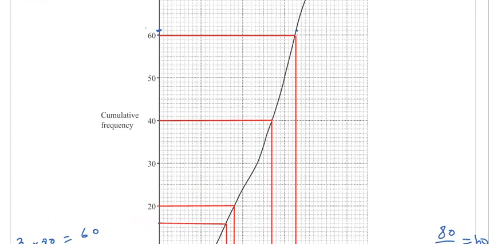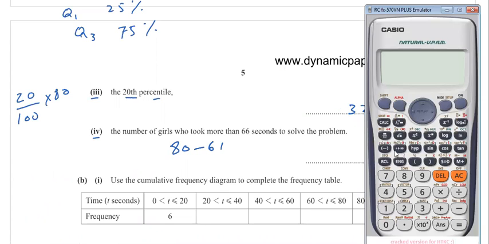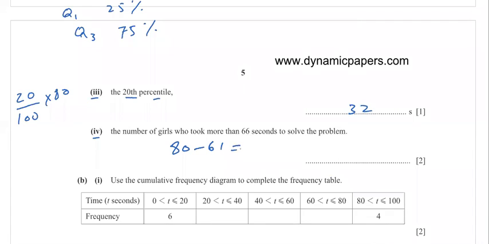This one is 61. So the total will be 80 minus 61. The remaining are those who took more than 66 seconds. 80 minus 61 is 19. So the answer is 19. Now next, part B.